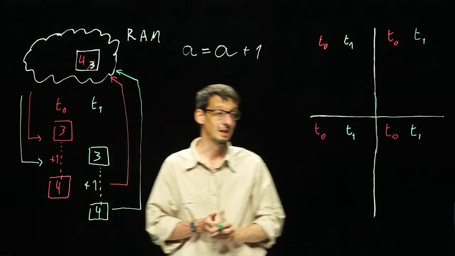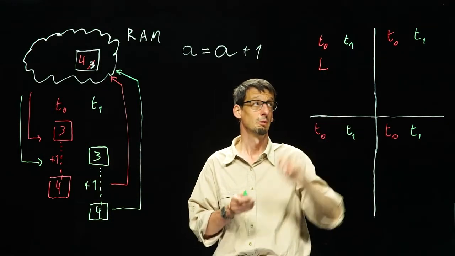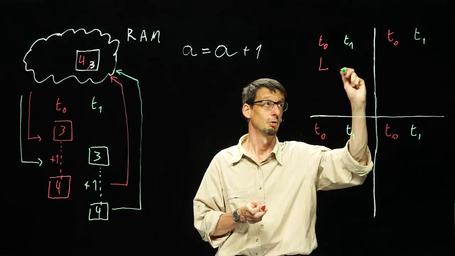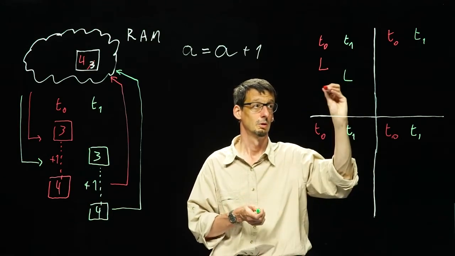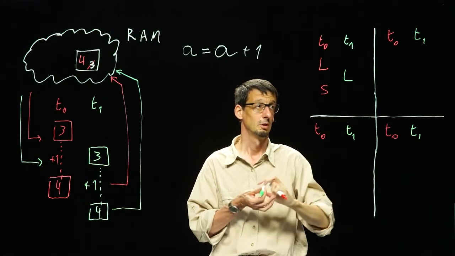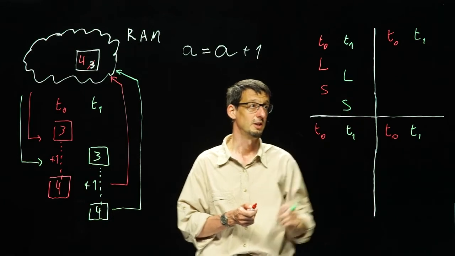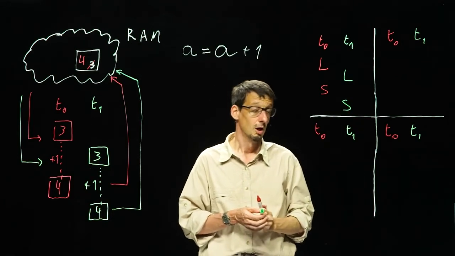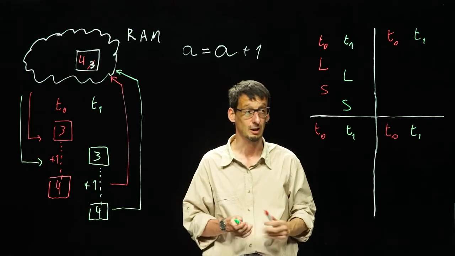So the scenario we had was a load by T0, a load by T1, a store by T0, followed by a store by T1. Okay, however, a different scenario could have played out.